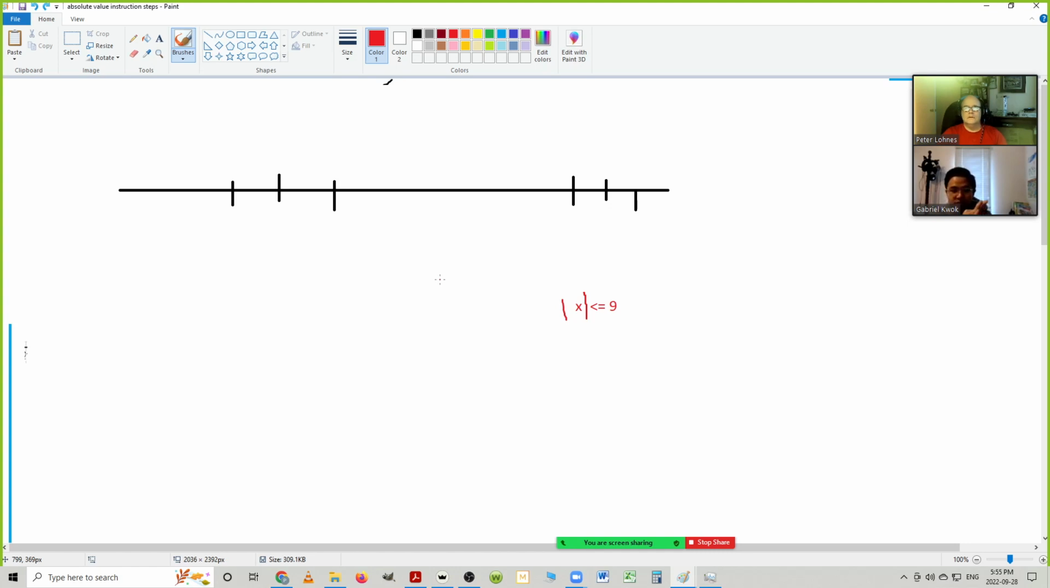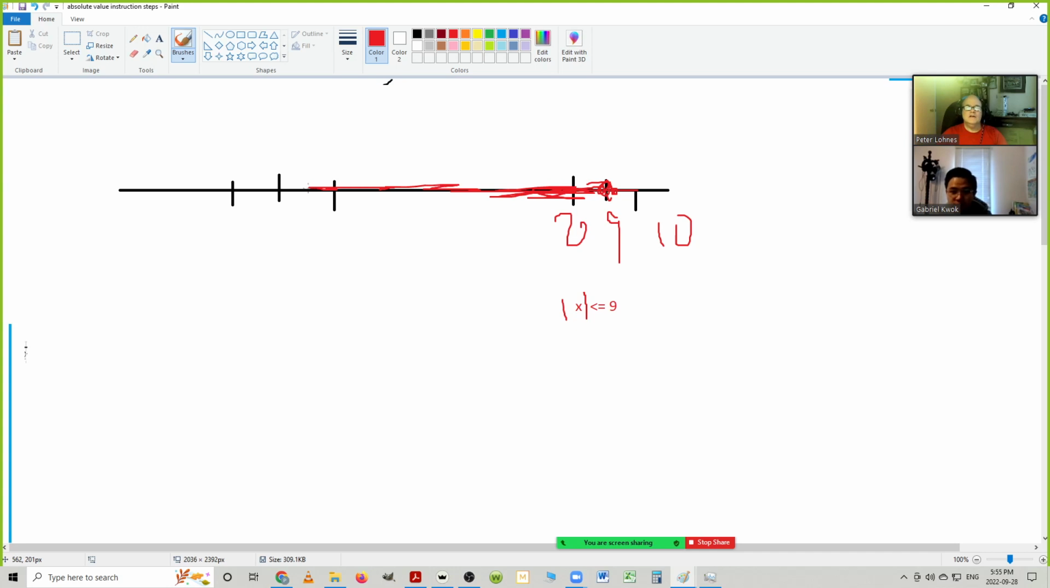It's to the left of 9. So you draw a filled-in circle, a filled-in dot, on 9. So I create a 9 and I fill it in. So that's probably 8 there, and that's a 10 there. And then you just draw an arrow to the left. Where do I stop?